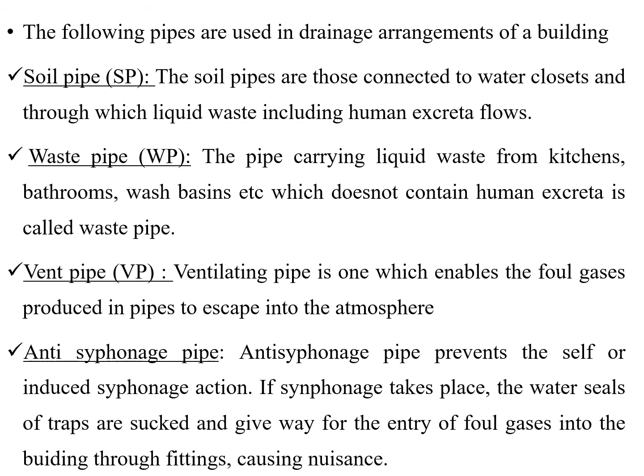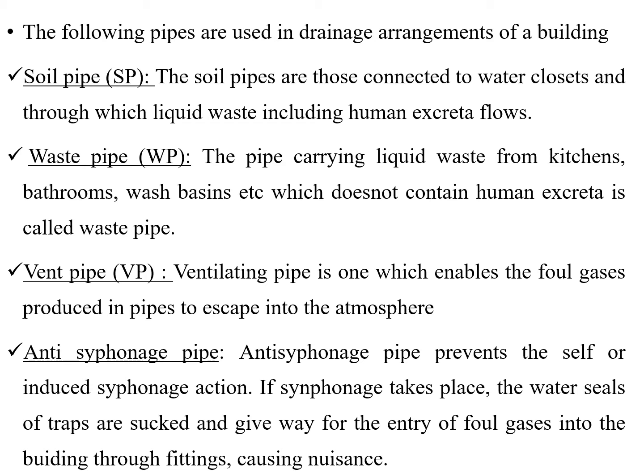The following pipes are being used in the drainage arrangements of the buildings. Soil pipe, it is denoted by SP. Soil pipes are the connections to the water closets through which water, liquid waste including human excreta flows. Waste pipe: the pipe carrying liquid waste from kitchens, bathrooms, wash basins, etc., which does not contain human excreta, is called waste pipe.